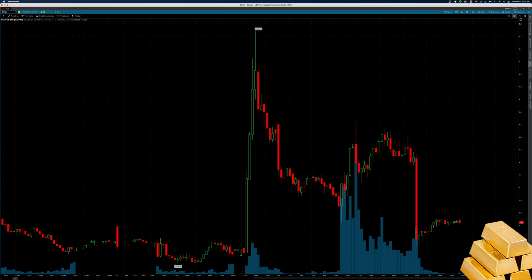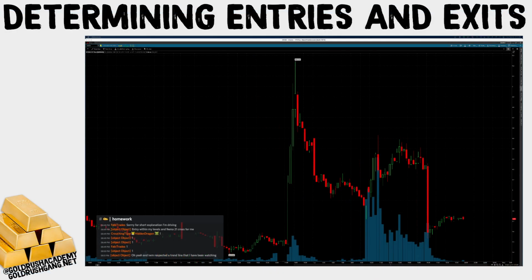The last thing is, if you're looking for calls, you want to buy on red candles. If you're looking for puts, you want to buy on green candles. Now, I know that sounds like straight bullshit. It sounds very counterintuitive, but I want you to stick with me for a second.